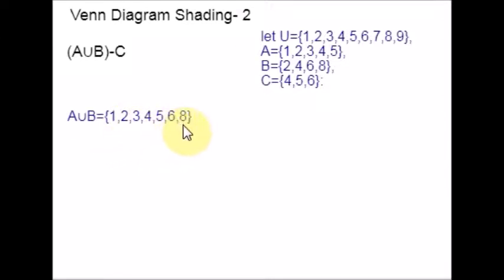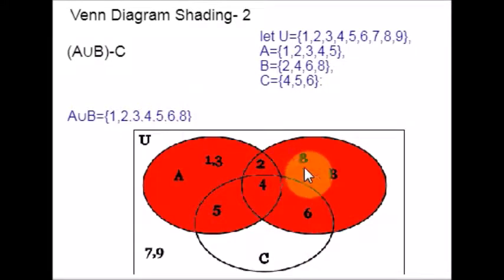I'm going to shade and also write these numbers in their respective places. On a Venn diagram for A union B, we would get this. And remember that when we take A union B, we ignore the set C. So don't let the fact that the set C is there distract you. It does not have anything to do with the operation A union B. So we ignore it for the moment. We will use that in the next step.